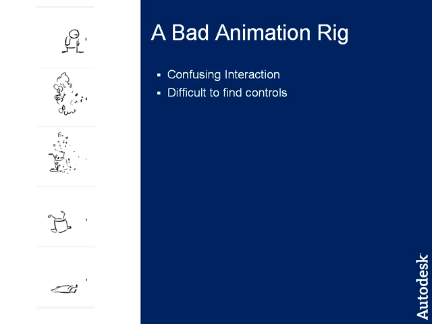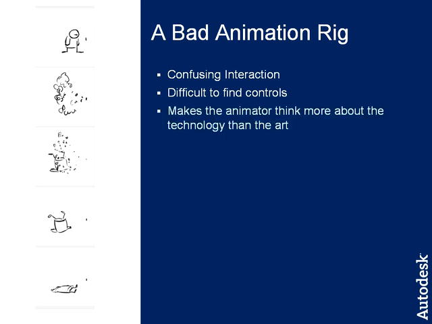Difficult to find controls. If I go to try and move the head and I can't figure out how to move the head, that's bad. That immediately takes me out of the state of animating where I'm just cruising and I'm making things move, and all of a sudden I have to think about where to find stuff, or I can't find the thing that I'm looking for. That's a bad animation rig. If the animator has to think more about the technology than the art, that's a bad rig.